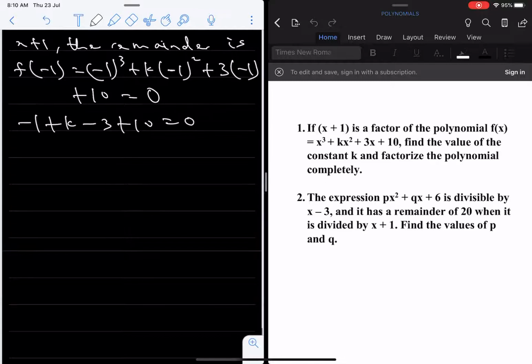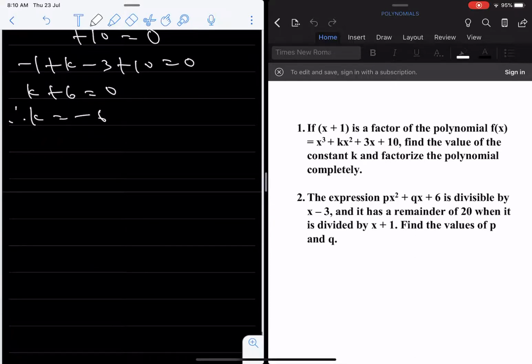So that means minus 1 minus 3 is minus 4. Minus 4 plus 10 is 6. That simply means k plus 6 equals 0, which means k equals minus 6. Now we can factorize f of x completely, but we need to write it in full first of all. That means f of x is x cubed plus kx squared, which means minus 6x squared, since k is minus 6, plus 3x plus 10. So this is f of x.